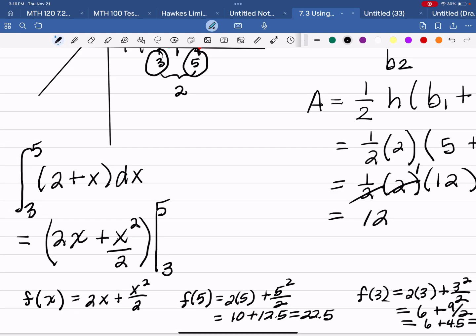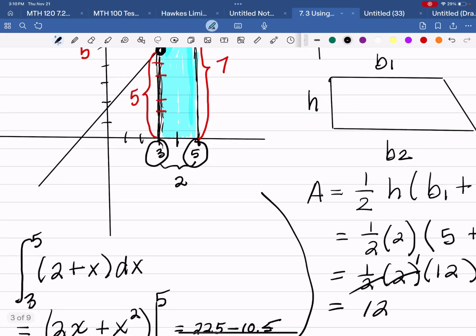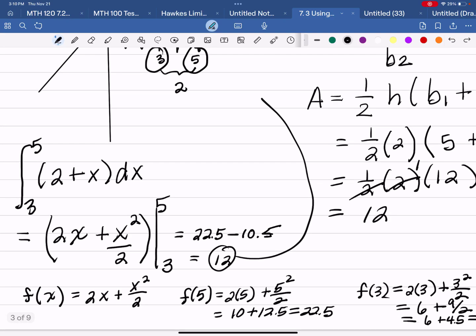So this is going to be 22.5 minus 10.5, and that turns out to also be 12. So look, we got the same answer as we did when we did it by a geometry formula, because that's what the fundamental theorem of calculus does. It finds the area between a curve and the x-axis given the two endpoints where you have to start and end.